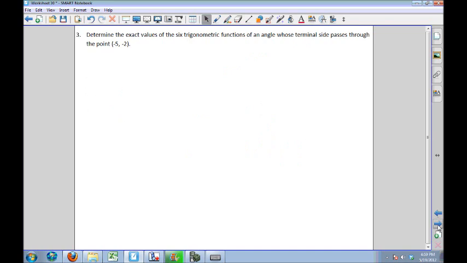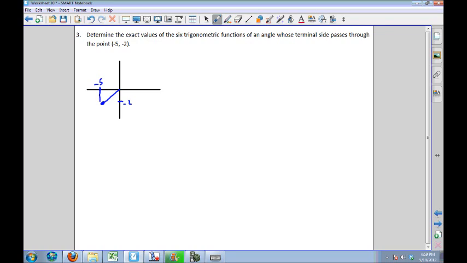Determine the exact values of the 6 trigonometric functions of an angle whose terminal side passes through the point -5, -2. Well, I'm going to do a quick sketch to get a visual idea of what we're talking about here. -5, -2 is -5 in the x direction, so we'll be over here at -5, down -2 in the y direction. So here's the point that's on the terminal side of my angle.